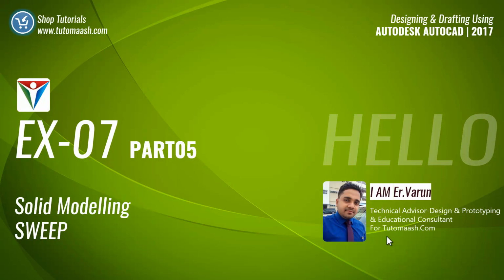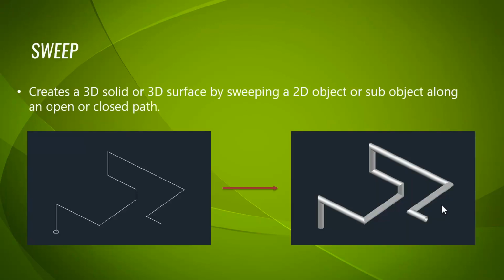In this session, we will be discussing solid modeling in AutoCAD. Sweep is a tool which we use to do the solid modeling. It helps you to create a 3D solid or a 3D surface by sweeping a 2D object or sub-object along an open or closed path. That means basically the sweep is used to sweep an object along a respective path.